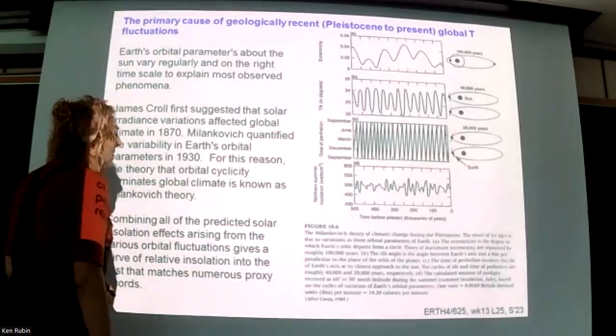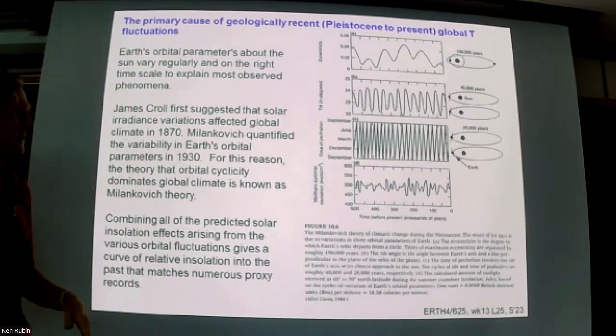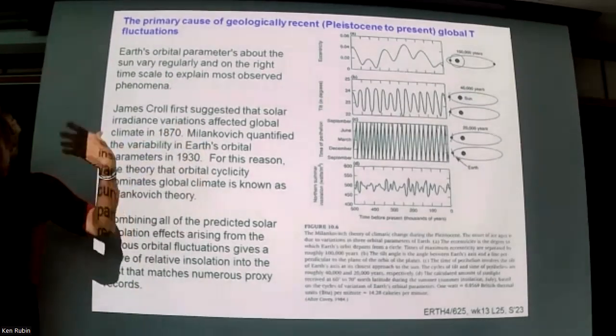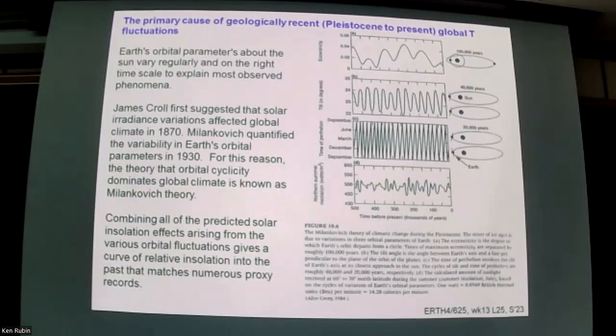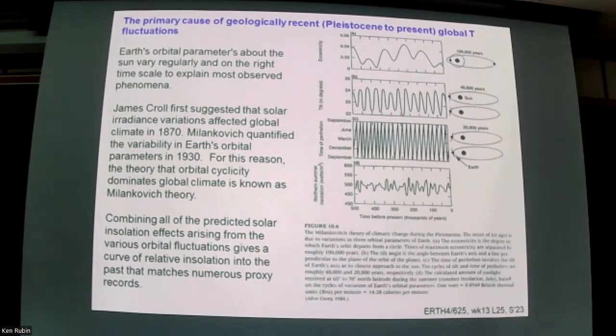So most of you probably already know this, but starting sometime back in the 1870s, people started to recognize that there were climate variations and hypothesized that maybe there was something about how the sun was insolating the Earth.